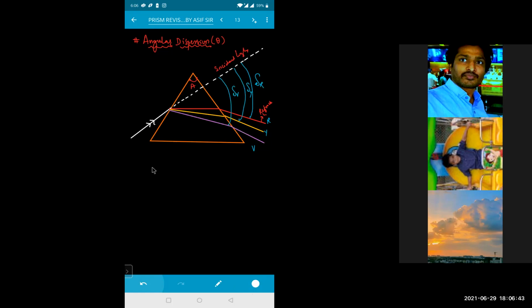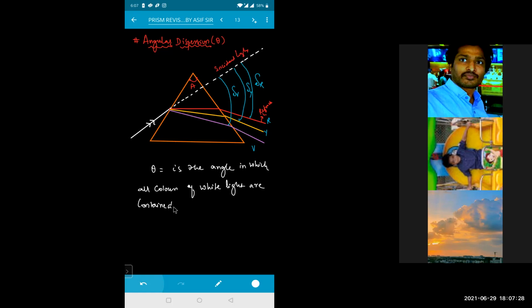That means theta is nothing but the angle in which the colors of white light are contained. So that means VGR, violet to red, this color range should be present. That means if I do delta V minus delta R, will I get this total value? This will give me this theta. So I can say that angular dispersion theta is the angle in which all colors of white light are contained.